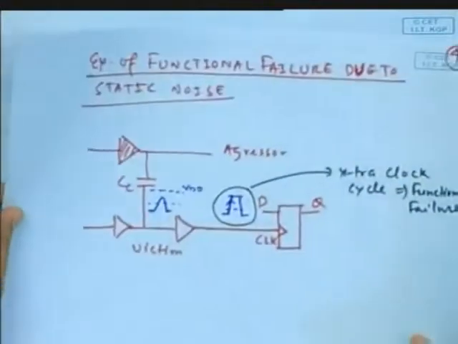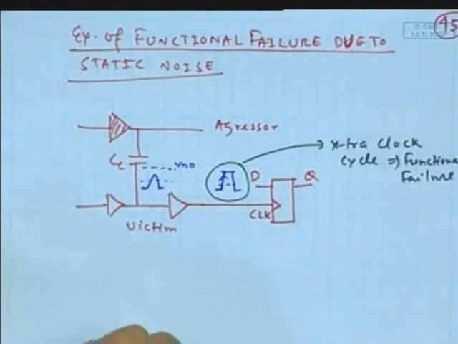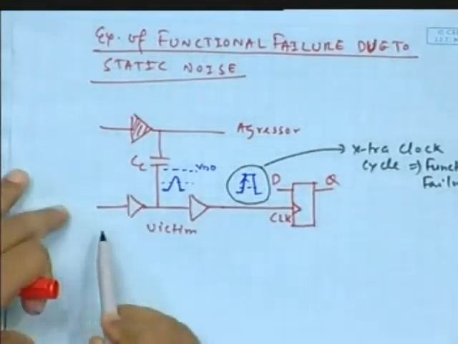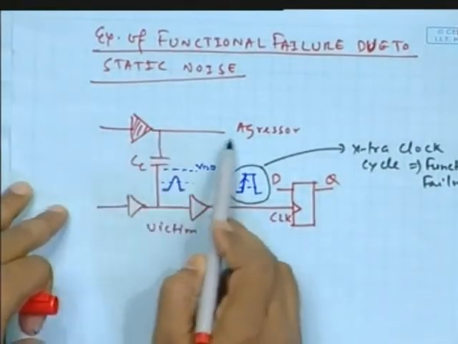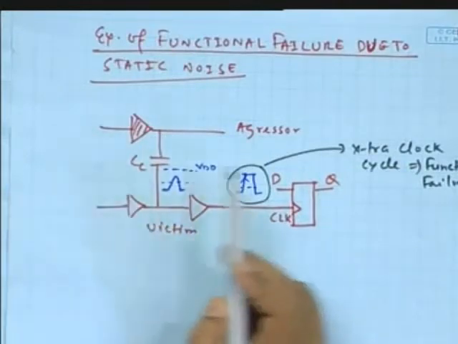Now, I give you one example of a functional failure due to static noise, where the static noise is happening in a clock path. The static noise can be in a data path or in some other path, anywhere. So here I am using the problem in the clock path. Say this is my aggressor, and this is my victim. Victim is my clock. It doesn't mean that this has to be a clock. This could be a data signal also.